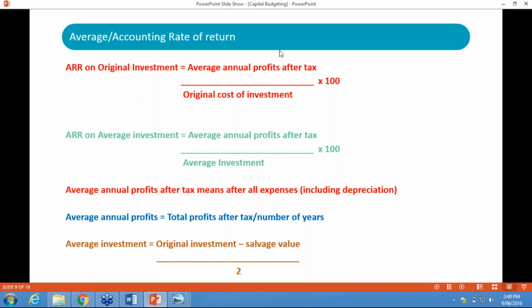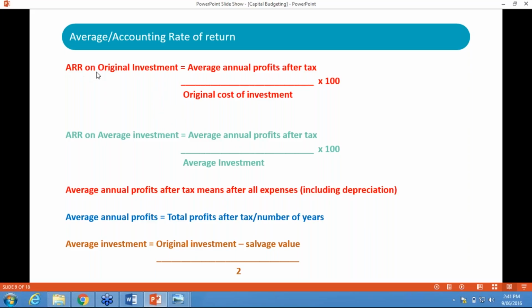So what is the formula to calculate ARR? There are actually two concepts again. You can calculate ARR on original investment or on average investment. Sometimes questions will ask you particularly to calculate this on original, of course, then you have to use this formula. And if nothing is mentioned in the question, then I would advise you to use both methods.